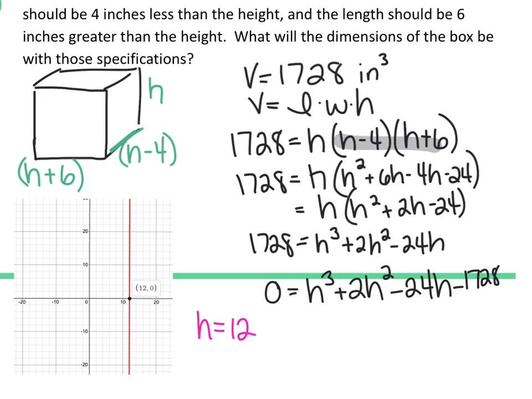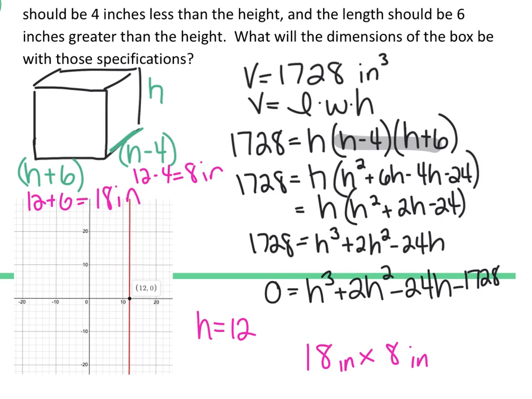How do I get my other sides? Well, I do 12 minus 4. I just plug it in right here. This side would be 8 inches. And this side over here would be 12 plus 6, which is 18 inches. So my length times my width times my height would be 18 inches by 8 inches by 12 inches for the dimensions.